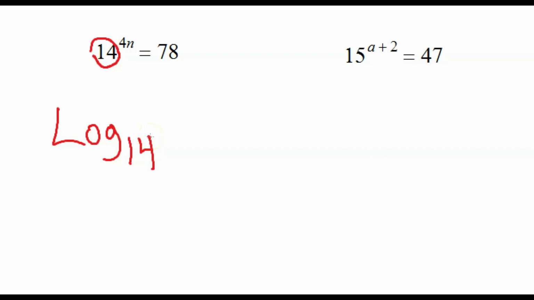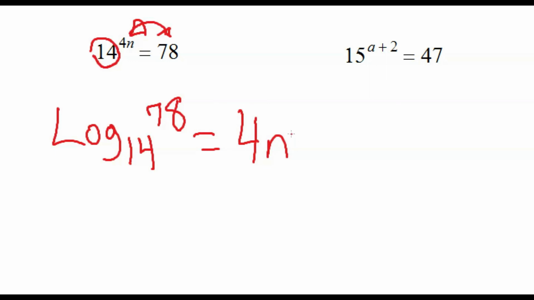But just like we did before, I'm going to switch these. Now that I'm going back into a logarithm, this would become log base 14 of 78. I'm going to take this number here. The answer becomes basically the number inside the log to this log base. And I'm going to switch where the 4n, that was the exponent, becomes the answer.